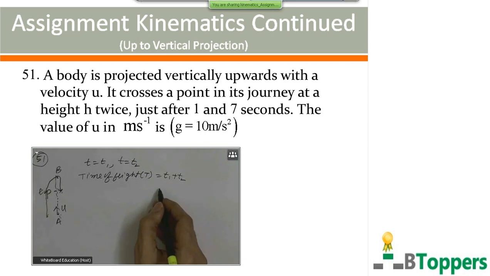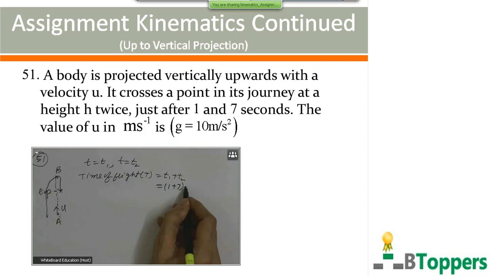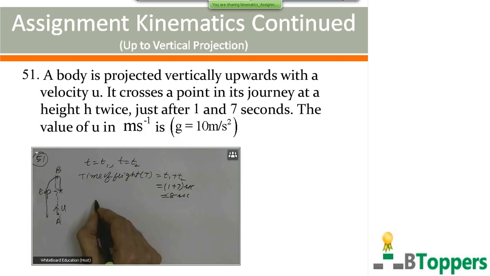So the time of flight you can write as T1 plus T2. In this problem, T1 is given as 1 second, T2 is given as 7 seconds. So the time of flight will be 8 seconds. So we have time of flight equal to 2u by g. So you can substitute time of flight equal to 8 seconds on the left hand side, and g equal to 10 meter per second square on the right hand side.